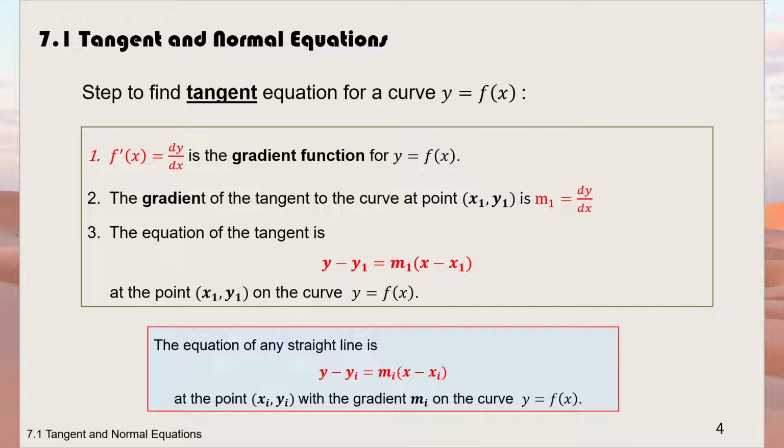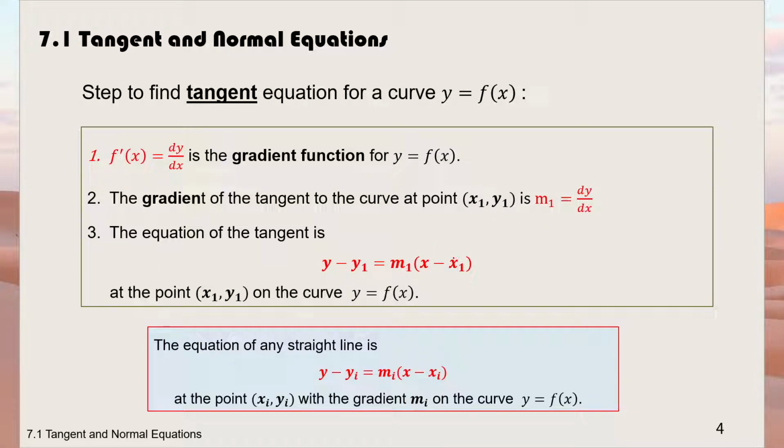Now, to find a tangent equation for a curve at a particular point means that the point is given. So what we need to do is find the slope, or we call it the gradient, of the function. In this chapter, you will learn how to use differentiation to find the gradient. It's very simple. You just need to take the first derivative of any function, then it becomes the gradient for the function.